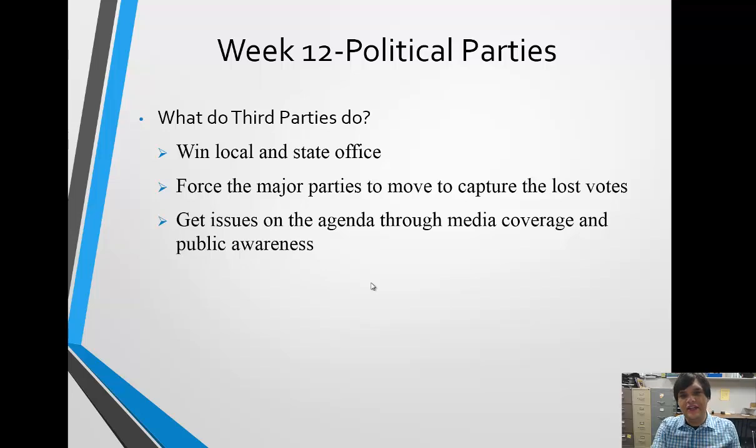All right, and then finally we wrapped up week 12 by talking about third parties. Third parties don't do a whole lot, they don't win a lot of elections, but they do win some local and state elections. Ultimately, here in the United States, third parties force the majority parties to move either left or right to capture the lost votes, and they play a big role in the platforms in terms of concessions and trying to get topics on the agenda. They get issues on the agenda through media coverage and public awareness, as well as just being politicians and dealing with the mainstream parties.